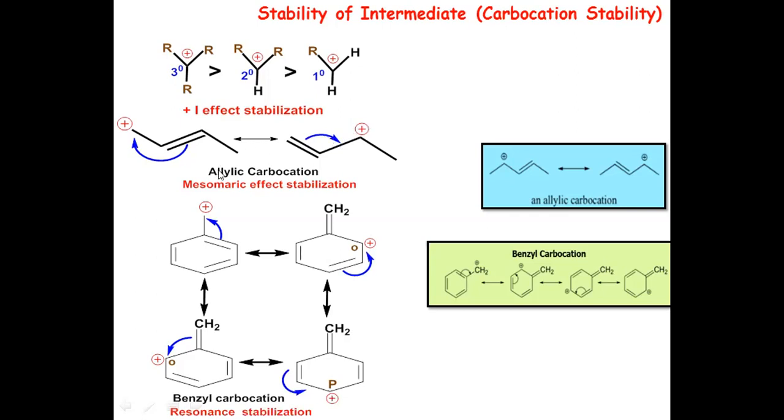Let us take this example, allylic carbocation. So this particular carbocation is attached to this sp2 carbon atom. Now here the stabilization factor is different. Here the carbocation is stabilized by mesomeric effect. In the previous one, where all sigma bonds were there, inductive effect, that is plus I effect, was the factor which stabilizes the carbocation. Now here, mesomeric effect, these pi electrons can be used to stabilize this carbocation.